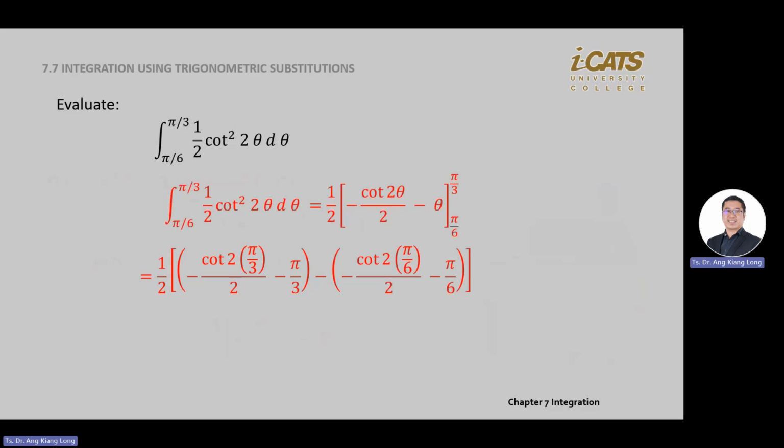So this one will get 1 over 2, and then you substitute the value, upper limit minus lower limit. And because it's trigonometry, we convert the trigonometry pi over 3. You press calculator, convert into decimal place. If you see pi over 3, you need to set your calculator into radian.